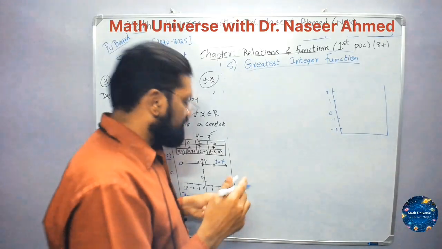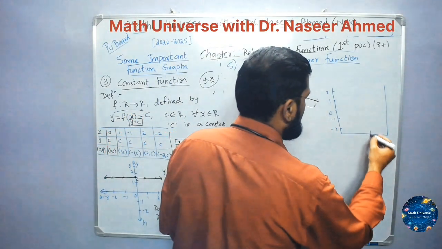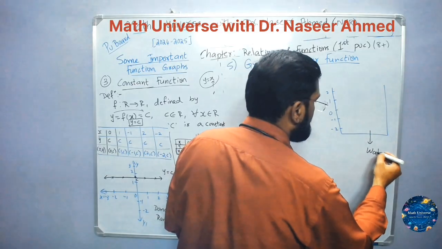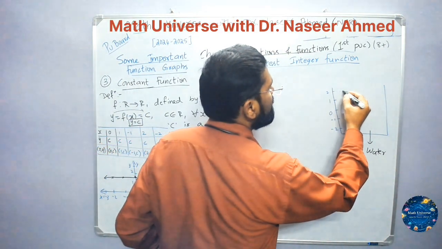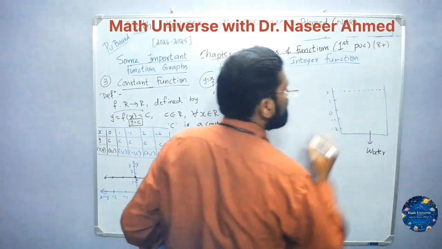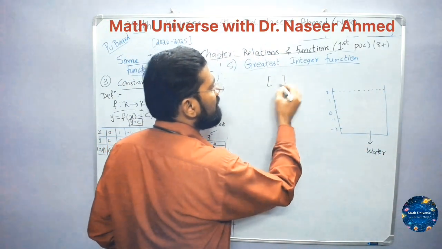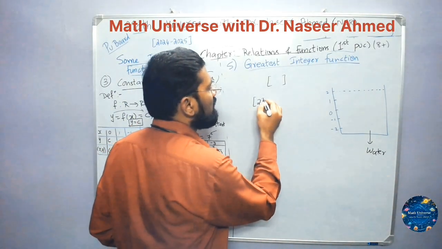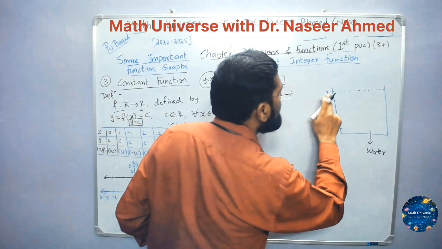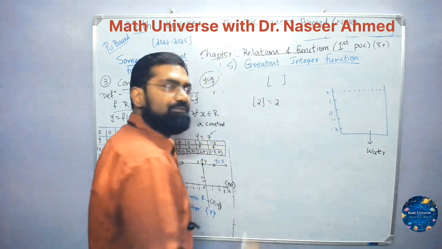Okay. So now, since full water is present here, now let us suppose the water level is here. The symbol for greatest integer function is rectangle bracket, so I'll use that only. I want to know what the water level is. So he sees, okay, at 2 the water level it is. So the answer is what? 2 only.